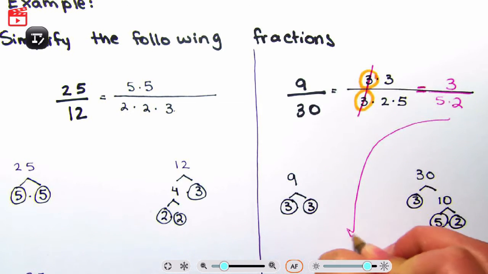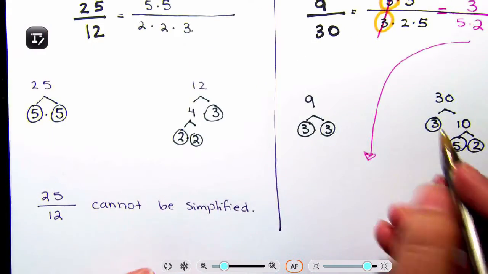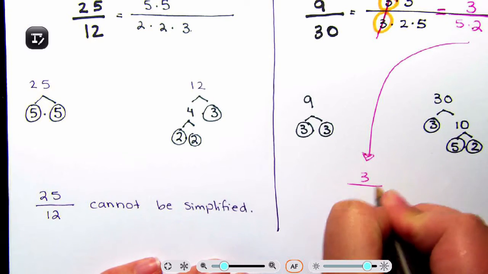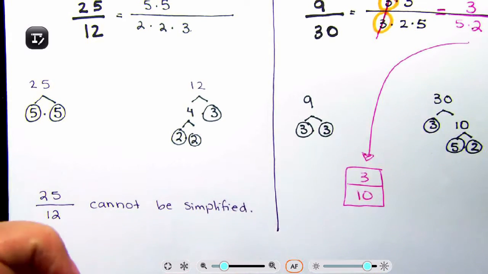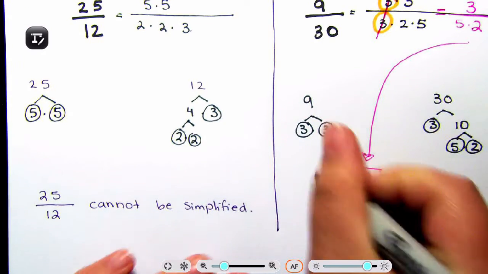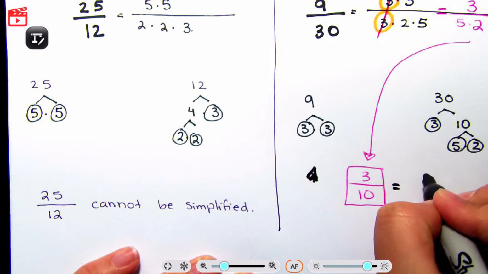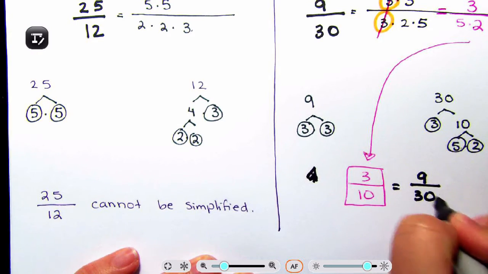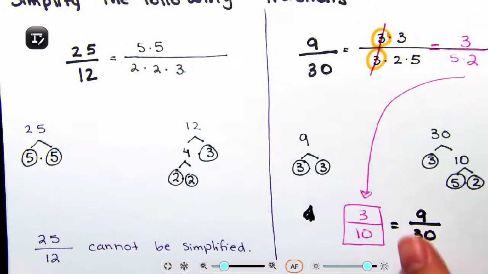Let's simplify that a little bit further and multiply the 5 times 2. What is 5 times 2? 5 times 2 is 10. I have a 3 on top. And this is your reduced fraction. So your original fraction was 9 thirtieths, but because of prime factorization and simplifying, you can reduce that fraction to 3/10. Let's do a few more examples.